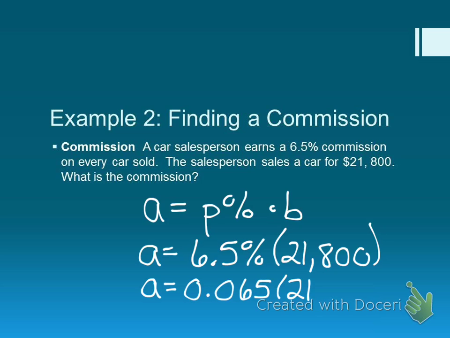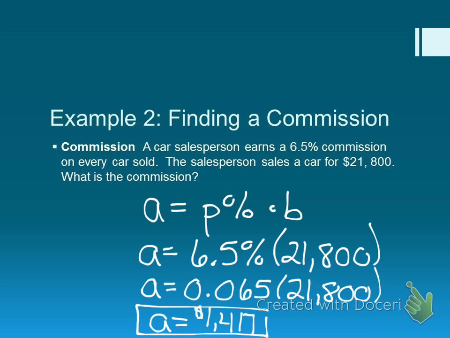0.065 times 21,800. So how much was his commission? It's a pretty decent commission, actually. $1,417. Don't forget to label it with your dollar sign. So that's how much he made just for selling one car. All right, so sell 2 cars, that's pretty decent. All right, so that's example 2.